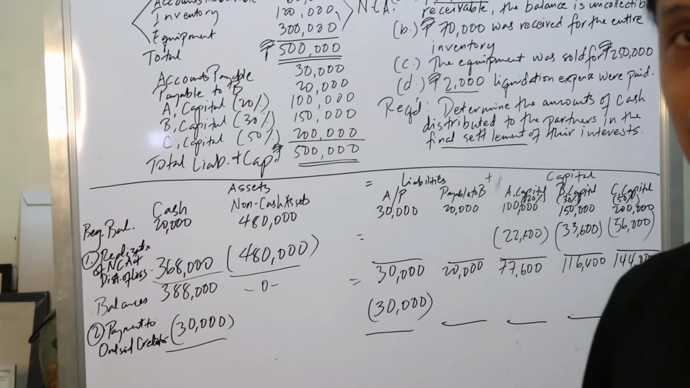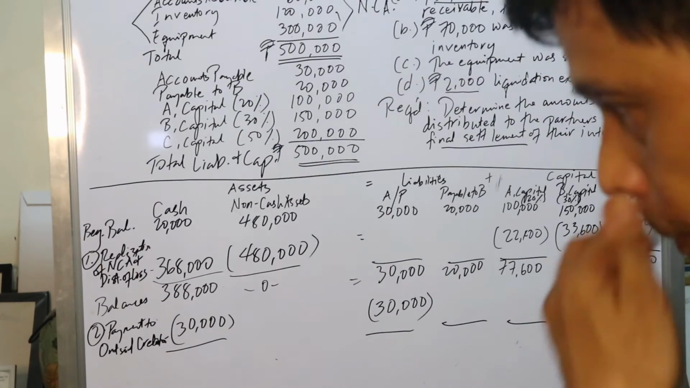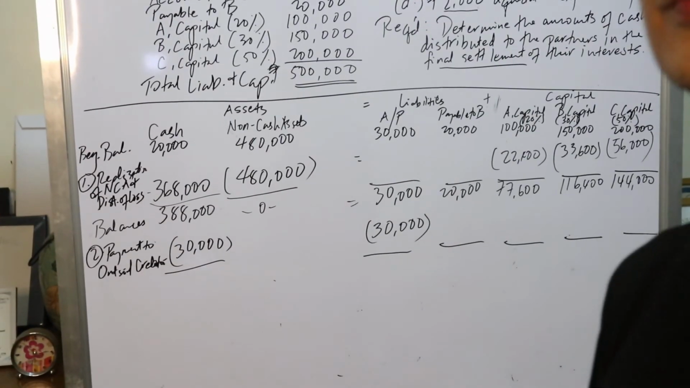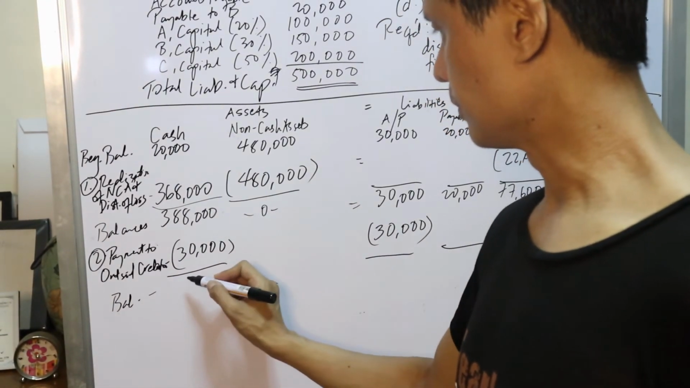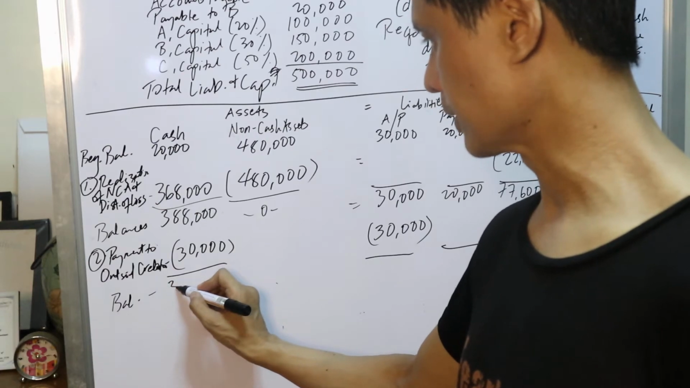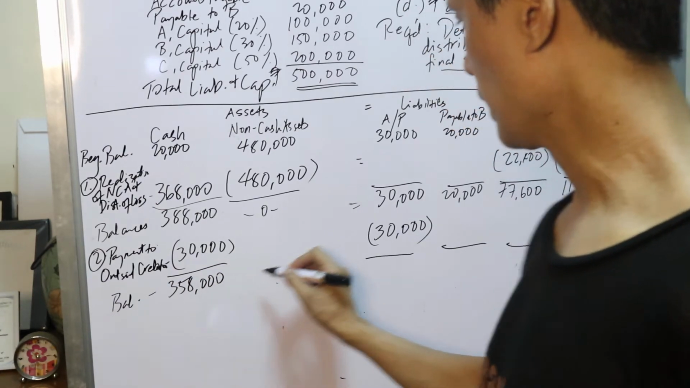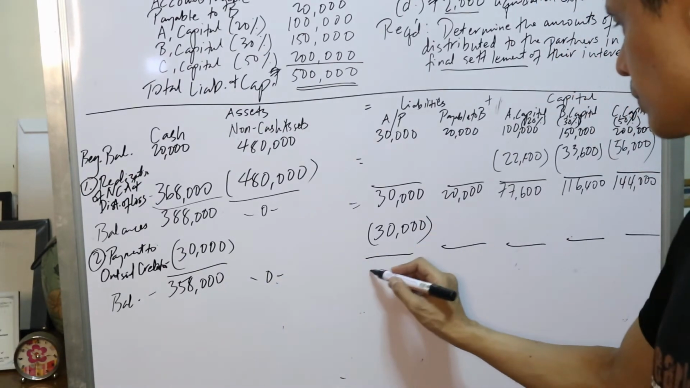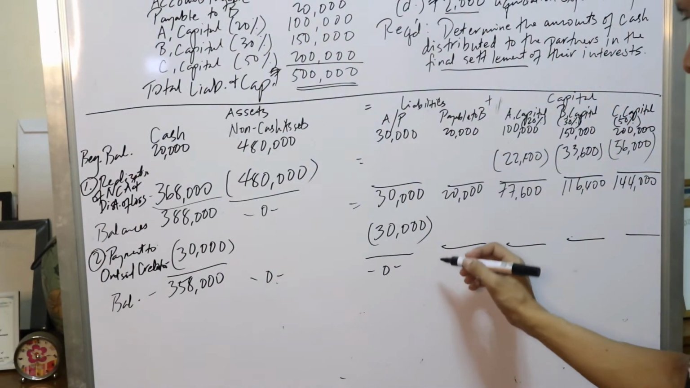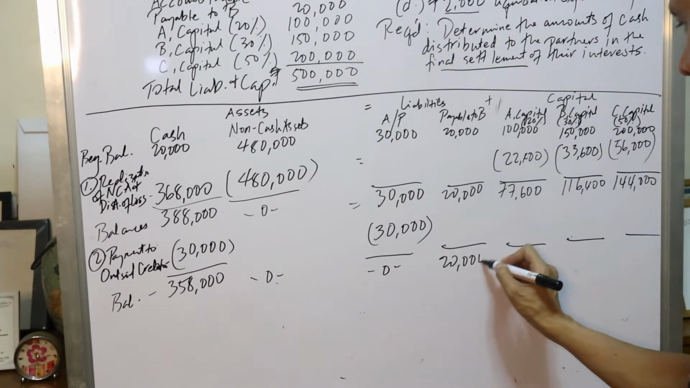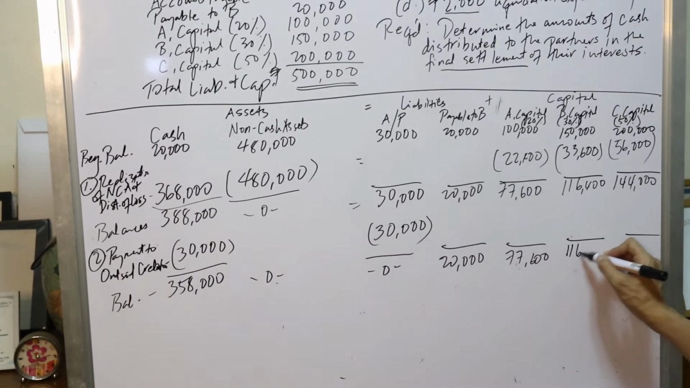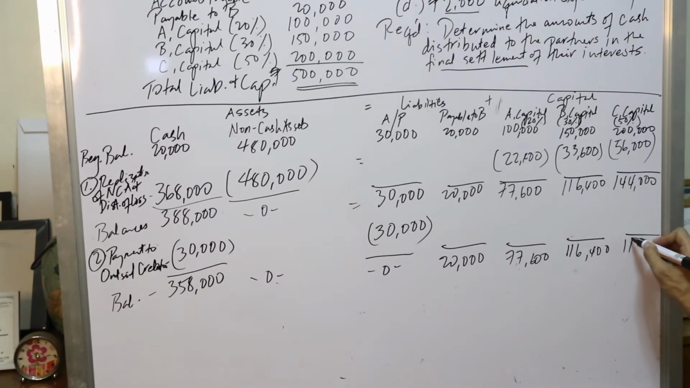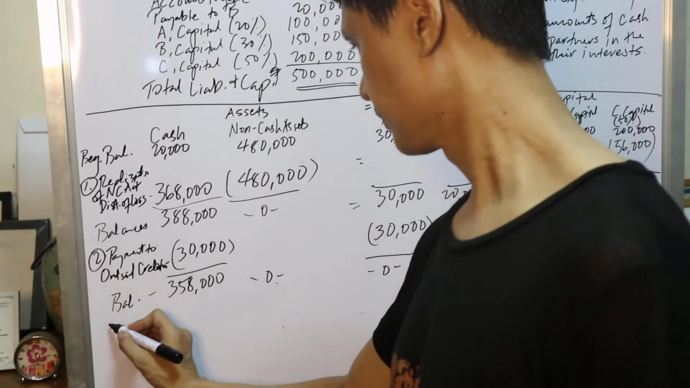Just bring down the balances, no? Okay, so this would be 358,000, and then this would be 0, of course. This would be 0, so napapadami na yung nababayaran. And this would be 20,000 and this would be 77,600, and this would be 116,400 and 144,000 there.